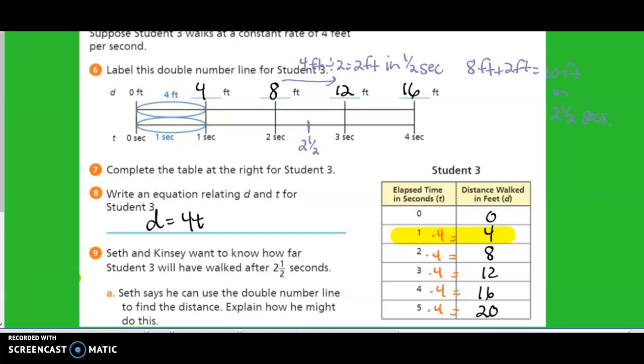I paused the video here and just wrote in some notes so you don't have to wait for me to fill it in. Here's the double number line, 4 feet every 1 second of time. So if 4 seconds go off the clock, student 3 has walked 16 feet. Complete the table at the right for student 3, 0 feet. I can see how it's gone up 4 feet, or further 4 feet, every 1 second.